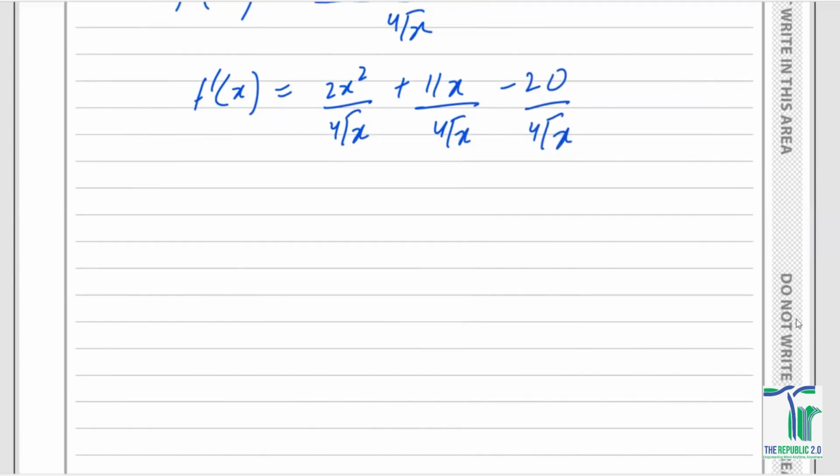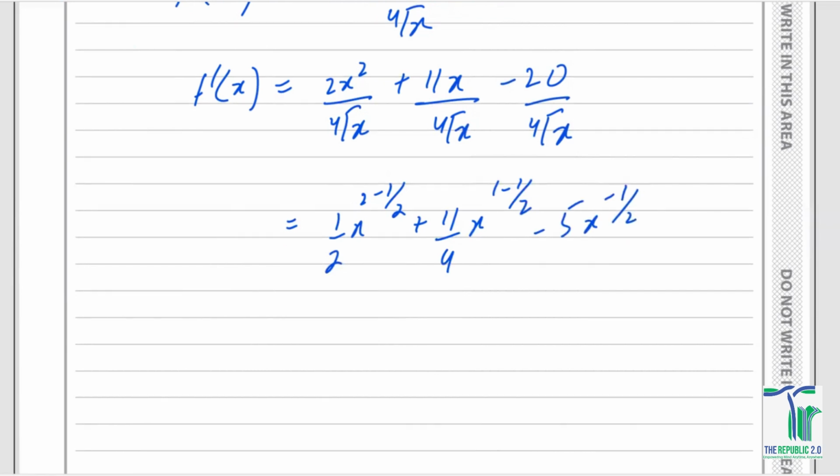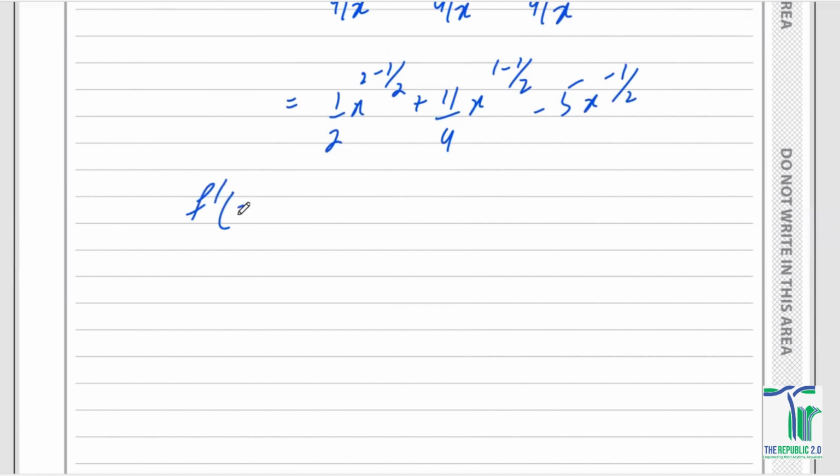I'm just going to simplify it down, and I would be having 1 by 2 x to the power of 2 minus 1 by 2 plus 11 by 4 x to the power of 1 minus 2 minus 5 x to the power of negative 1 by 2. So finally, the derivative would look like 1 by 2 x to the power of 2 minus 1 by 2, which is 3 by 2, plus 11 by 4 x to the power of 1 by 2 minus 5 x to the power of negative 1 by 2.